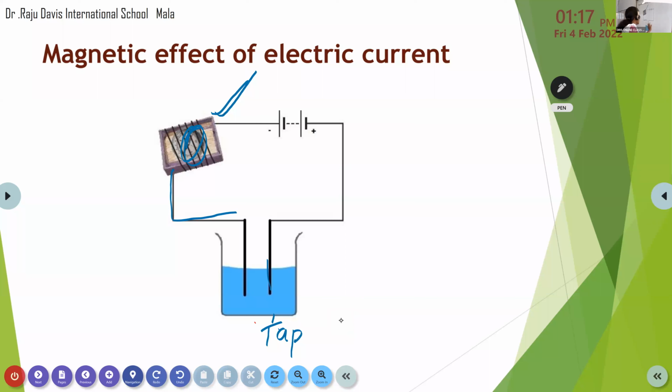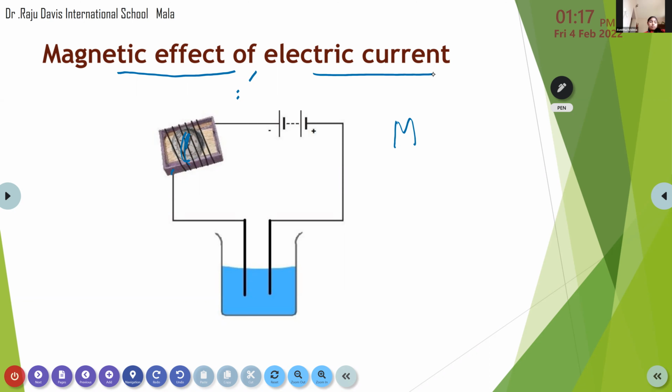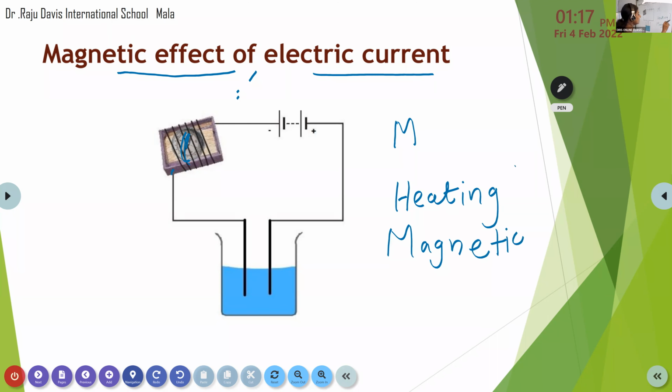Which effect of electric current do we use in this? Magnetic effect of electric current. In the previous class, we studied the heating effect. Today it's the magnetic effect. So these are the two effects of electric current. Because of the heating effect, the bulb glows. And because of the magnetic effect of electric current, we observe a deflection in the magnetic needle. Clear?